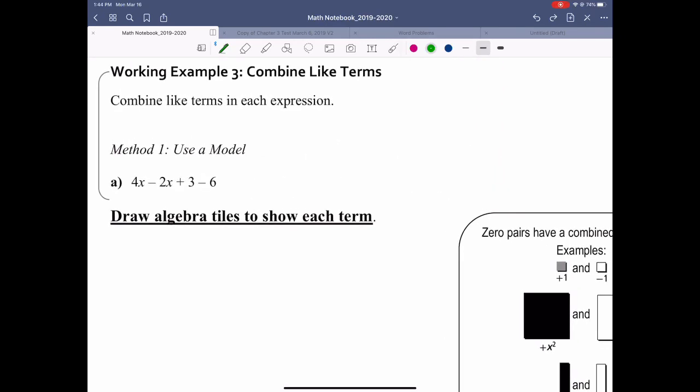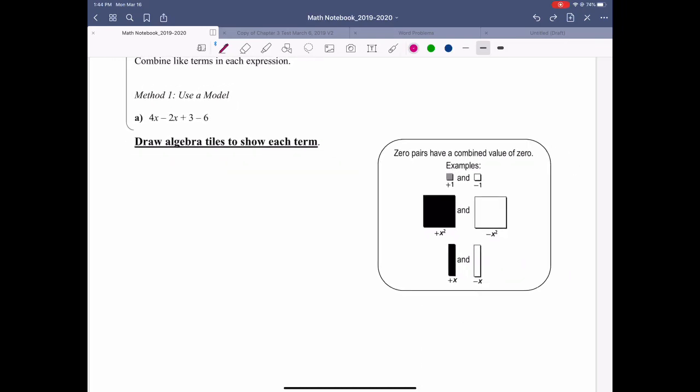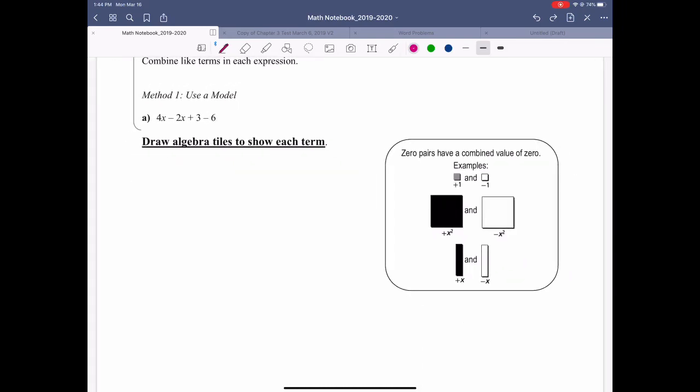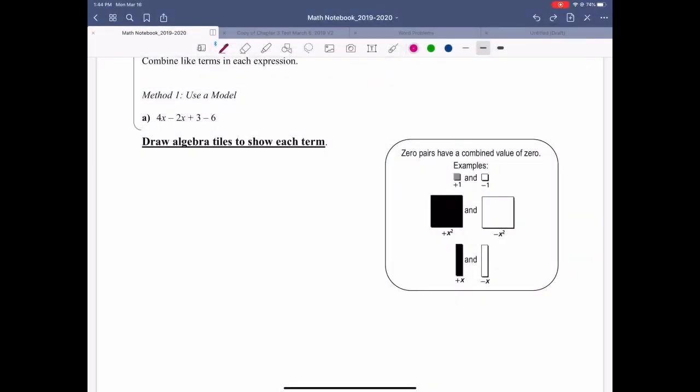Okay, then combining like terms. This is also something 9A and 9C already know, hopefully. And if you know this already, just do it together with me, okay? But using a model, though, is something new for you guys, so we have to actually talk about it. Use a model to actually model it.